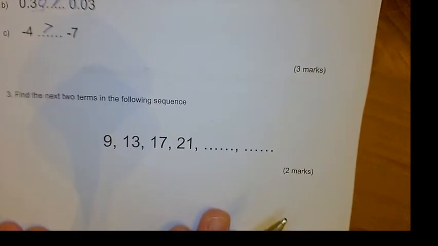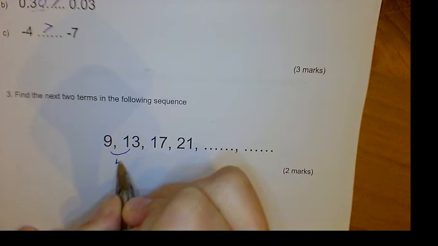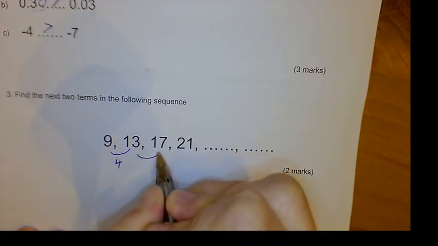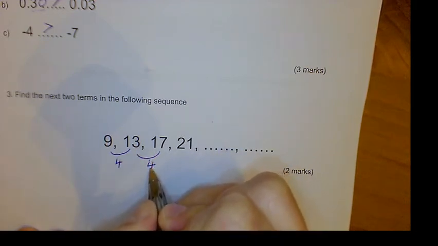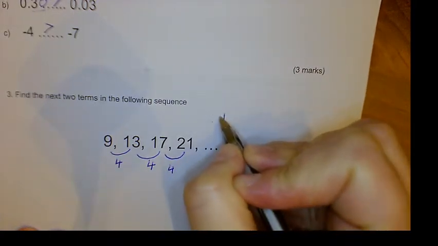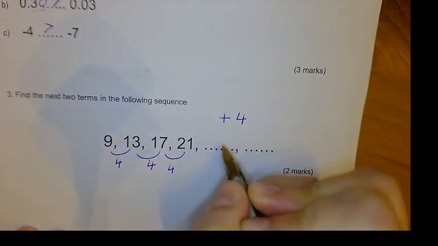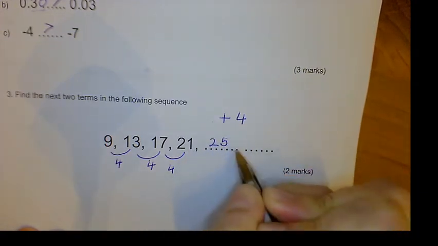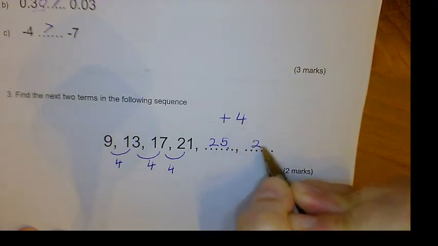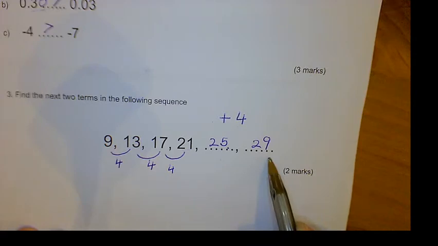Question 3. You weren't asked for the nth term, you were just asked to find the next 2 terms. So let's have a look and see what's happening. Well, the difference between here and here is 4. The difference between here and here is 4. The difference between here and here is 4. So all I'm doing is I'm adding 4 each time. 21 plus 4 is 25. 25 plus 4 is 29. Now 1 mark for this question, 1 mark for that one.